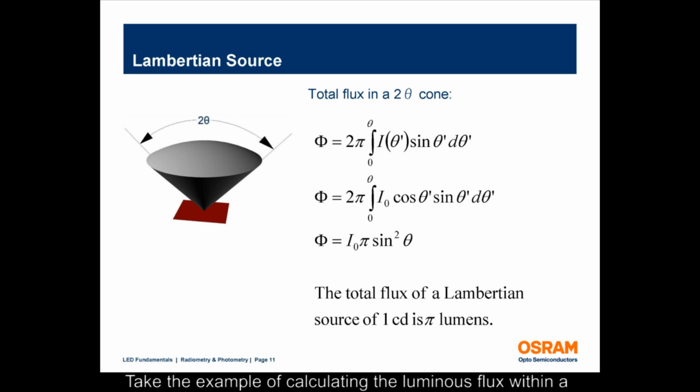Take the example of calculating the luminous flux within a certain cone angle. Substituting the intensity distribution of a Lambertian source into the equation makes the integration simple. For a so-called Lambertian LED, the total lumens is about 3 times the on-axis intensity.